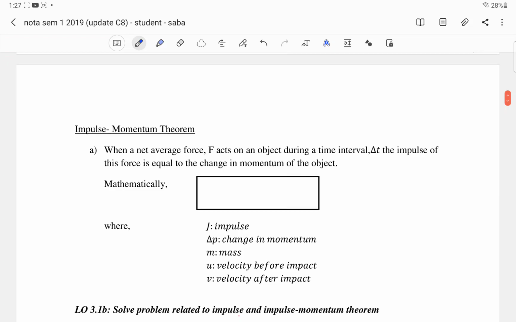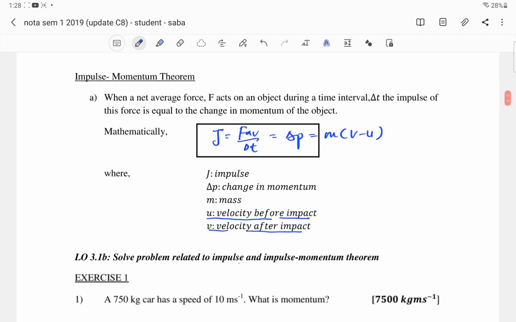Okay, we go to the impulse momentum theorem. When a net force acts on an object during time interval delta t, the impulse of this force is equal to the change in momentum of the object. So we have J equal to F average times delta t, which is also equal to delta p. Delta p is equal to m(v minus u), where u is the velocity before impact and v is the velocity after impact.